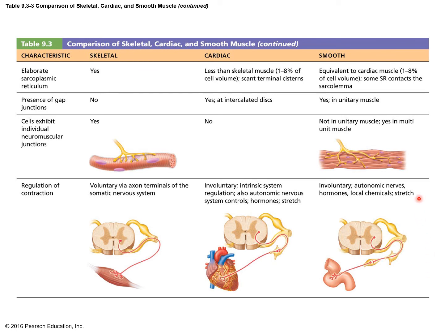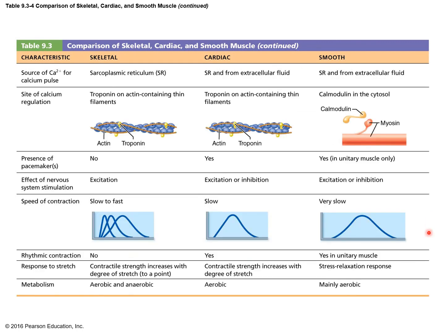It is regulated by the autonomic nervous system. It can be regulated also by, or influenced by, hormones. It is sometimes influenced also by stretching. The source of calcium is going to be somewhat from the sarcoplasmic reticulum, but mostly from extracellular fluid. And then here you can see the calmodulin that's going to bind to the calcium.